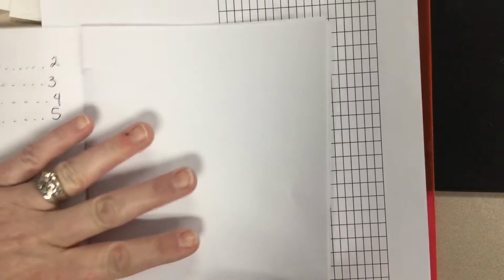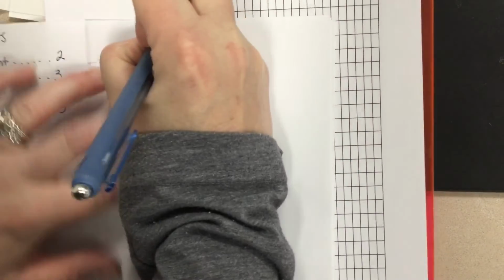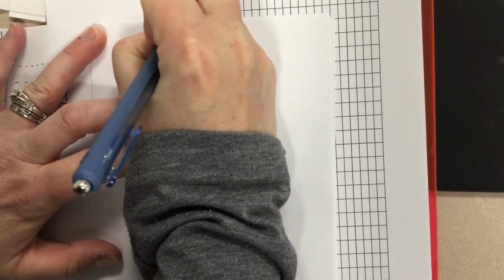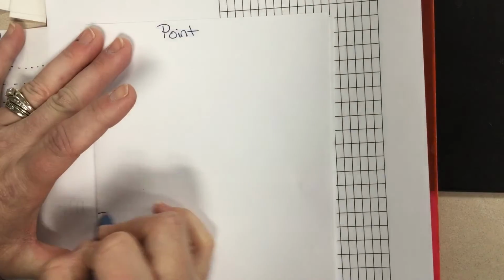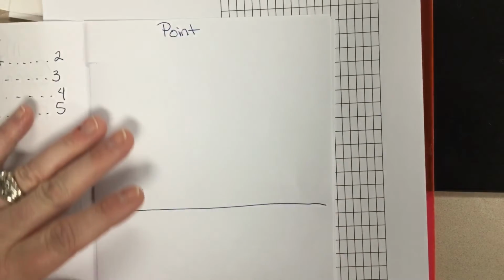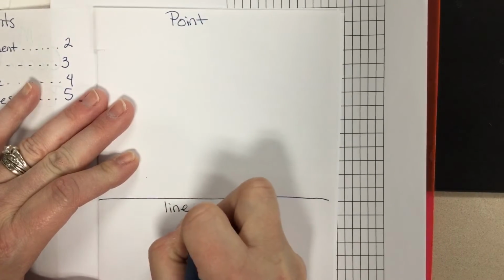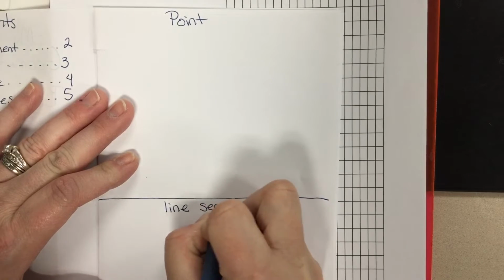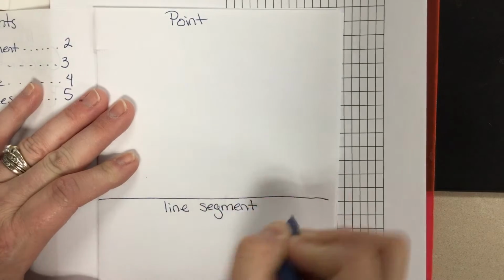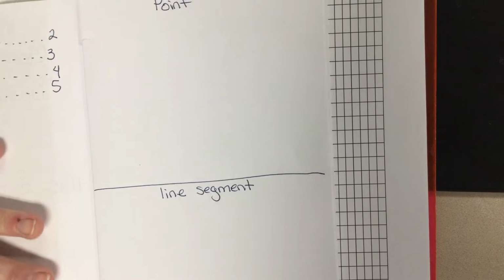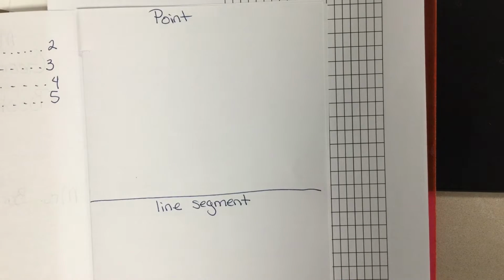Okay, let's go to the next page. On the top of this page, we are putting point. Split your page in half. And at the bottom of the page will be line segment. So on most of the pages of this book, we'll be splitting our pages in half.